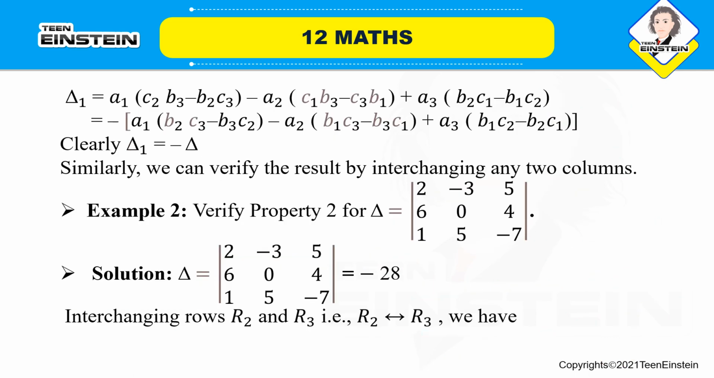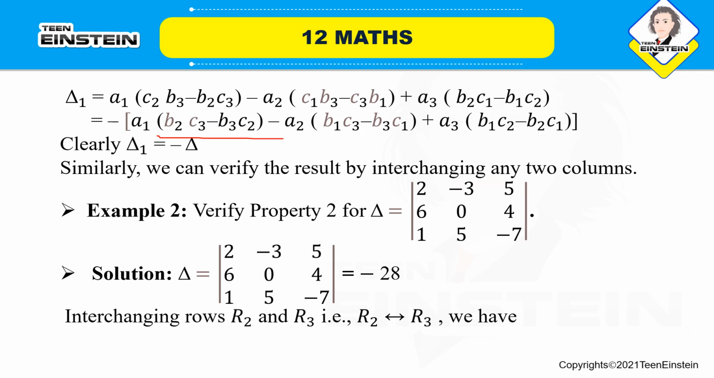Here I am finding the value of delta 1. Delta 1 is this. So I am taking the minus sign out. Then we are getting A1 into (B2 C3 minus B3 C2) minus A2 into (B1 C3 minus B3 C1) plus A3 into (B1 C2 minus B2 C1) inside the bracket. What is this? This is nothing but delta value, right? So this expression is replaced by delta. So what we are getting is delta 1 equal to minus delta.